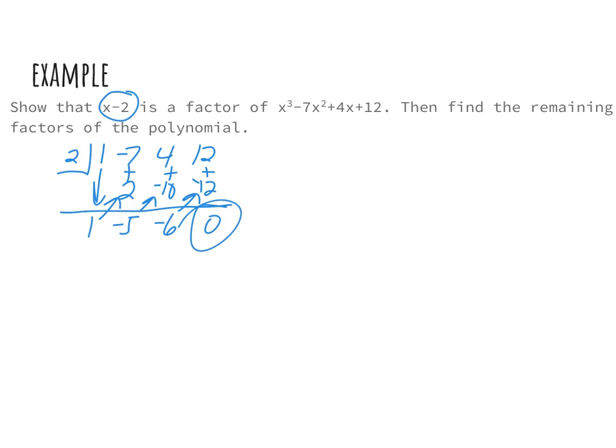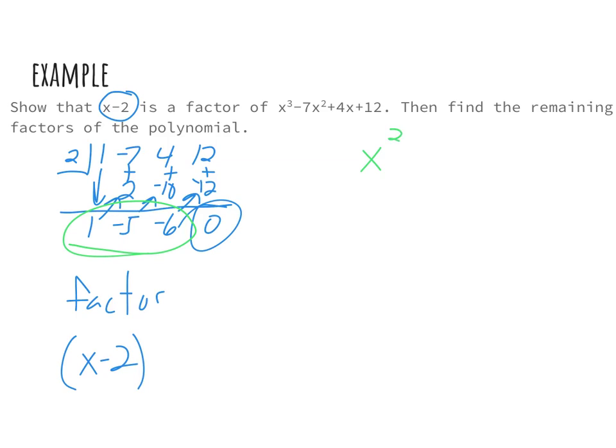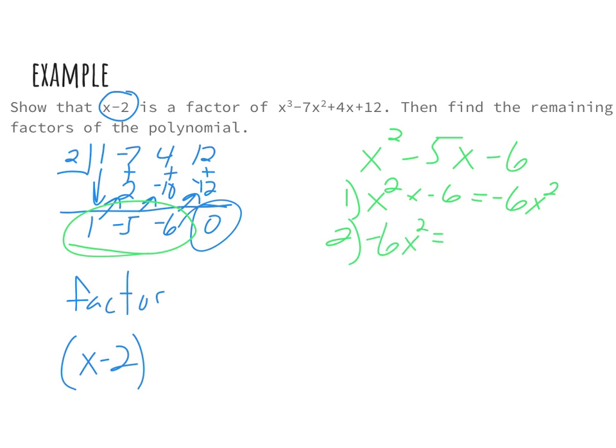This 0 here tells me that it is in fact a factor. So I have x minus 2 as part of my factor. Now, to find the other ones, I take what was left over, x squared minus 5x minus 6, and I factor it. So I do first times third, and I get negative 6x squared. Next, I take that product and rewrite it as two numbers that add up to a negative 5, so that would be negative 6x and a positive 1x.